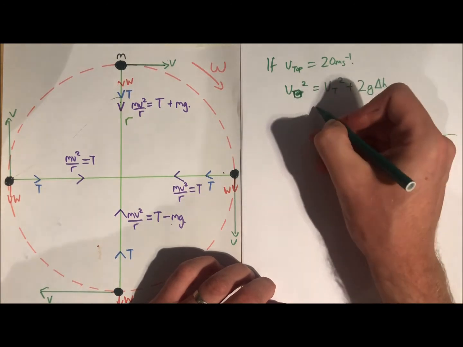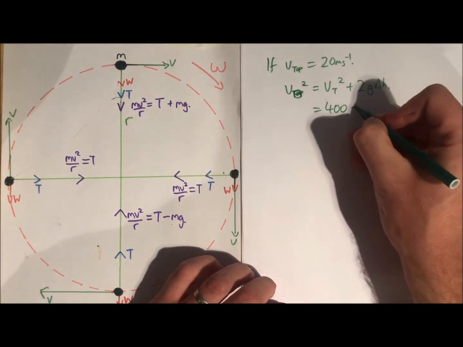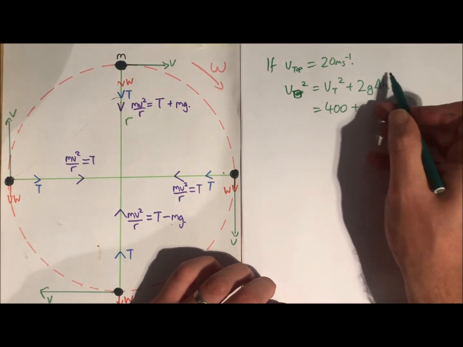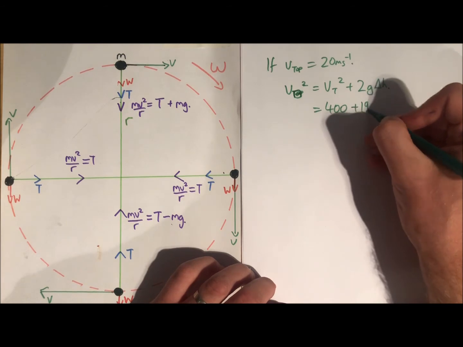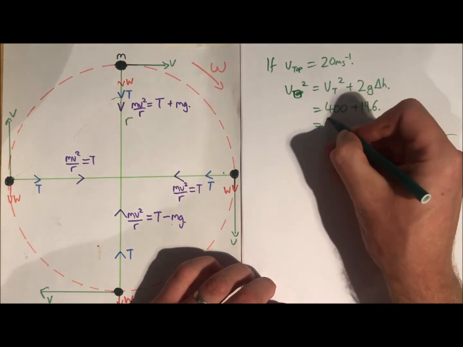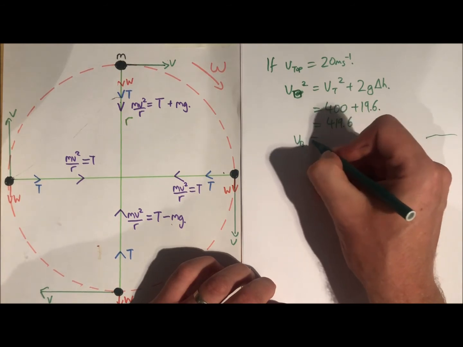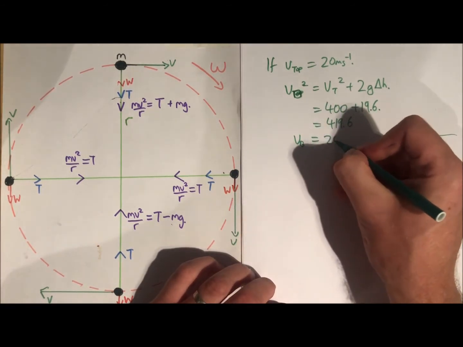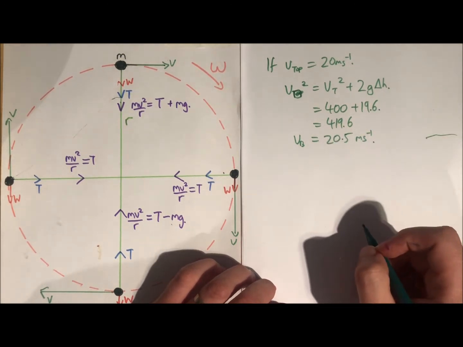Now, putting in the numbers again, just as we did before, to find the speed at the bottom, if the speed at the top was 20, that term's going to be 400. This term is 2g delta h. Delta h was 1 meter, so that's just 1. 2 times g is 19.6. So that gives us 419.6. And that comes out with a speed of about 20.5 meters per second, once you've square rooted that.